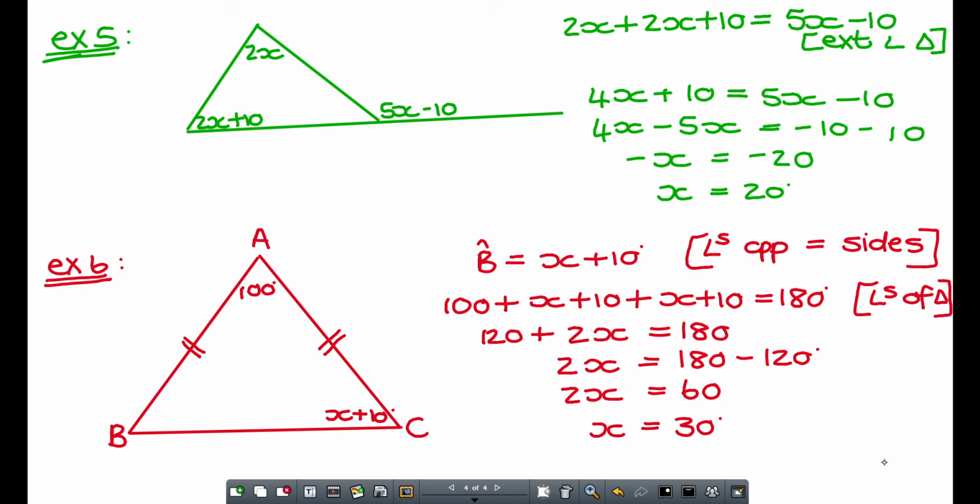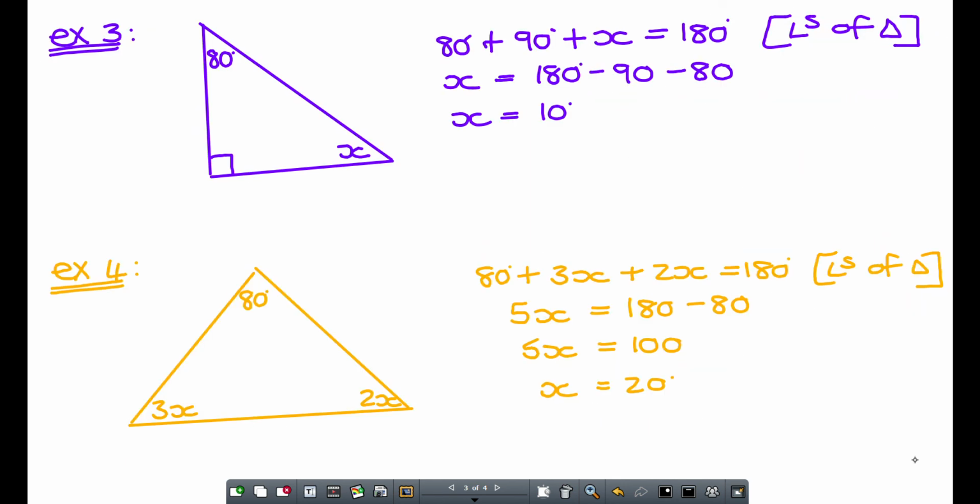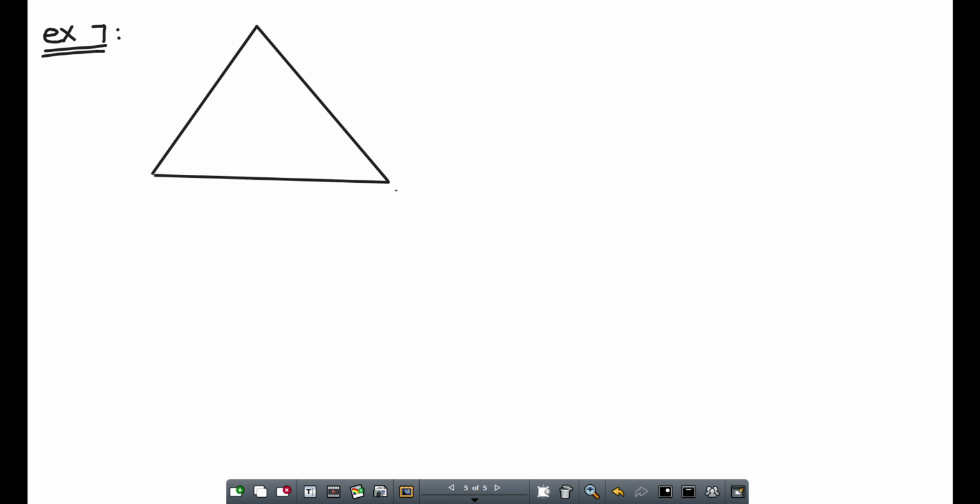I just quickly want to see something. We use the 3x, 2x one. Okay. So now it's example 7, eh? Yeah.